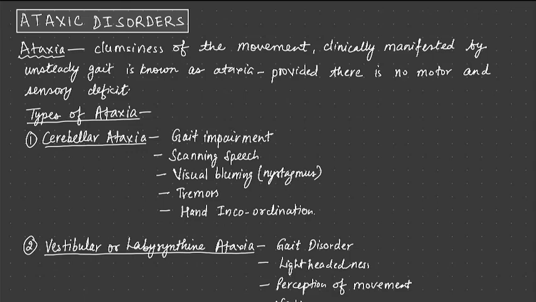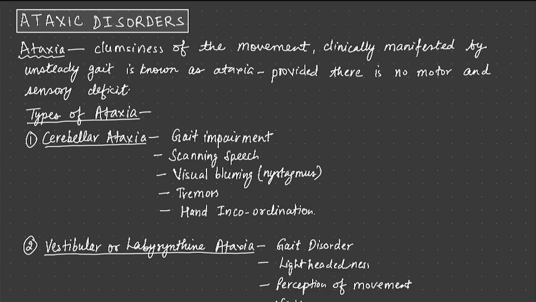In this video, we will be discussing ataxic disorders. What is ataxia? Ataxia means clumsiness of the movements, which is clinically manifested by unsteady gait, and also there will be tremors. It is known as ataxia, provided there is no motor and sensory deficit. If motor and sensory deficit is there, then the definition changes. So it will no longer be ataxia, it will be motor or sensory neuropathy or myopathy or whatever the cause is.